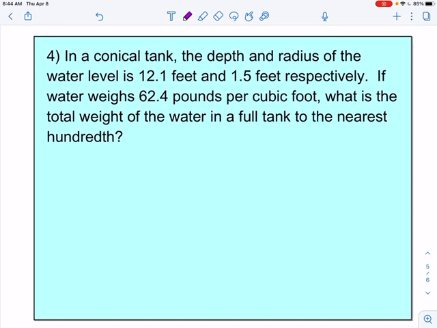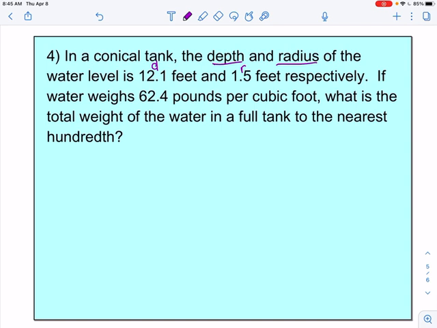Okay, a conical tank. So it's a cone-shaped tank. The depth and the radius of the water level are 12.1 feet and 1.5 feet respectively. So depth and radius, it goes in that order. If water weighs 62.4 pounds per cubic foot, what is the total weight of the water in a full tank to the nearest hundredth?